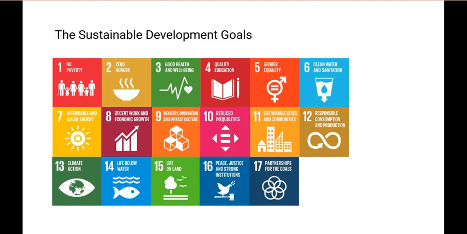The second goal is zero hunger. Feeding the world without destroying nature will become increasingly difficult and eventually impossible under sustained population growth. The third goal is good health and well-being. Insufficient funding for healthcare systems can cause them to buckle under the pressure of growing populations.